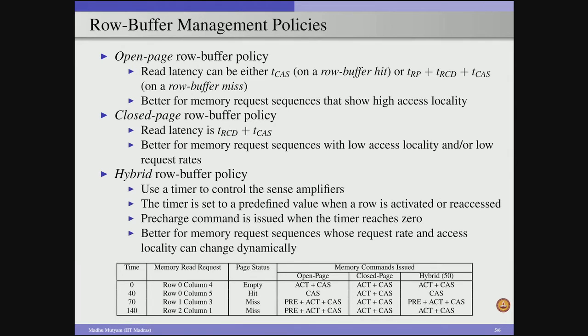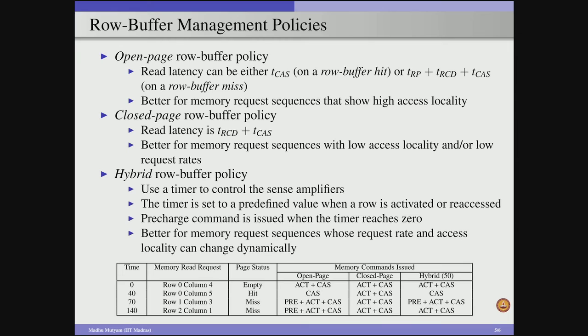So having discussed these 3 row buffer management policies, now we are going to see the effectiveness of these three policies using an example. So consider a set of requests which are generated at different times. For example, the first request is generated at time 0, the second request at time 40, the third request at time 70, and the last request at time 140. And initially the page status is empty.